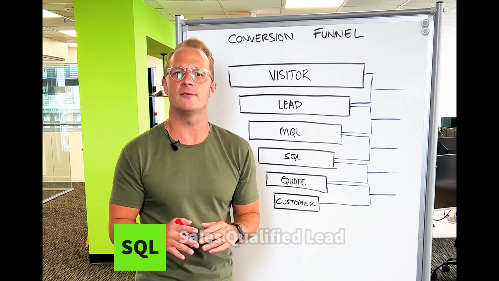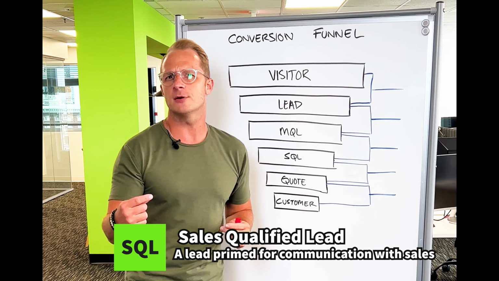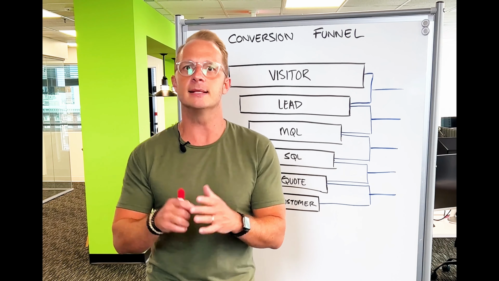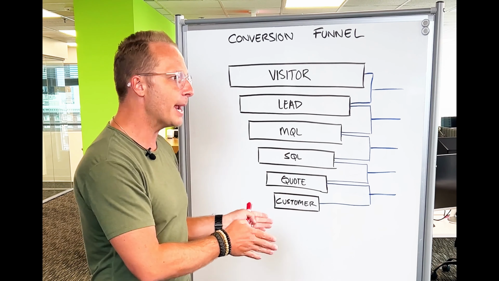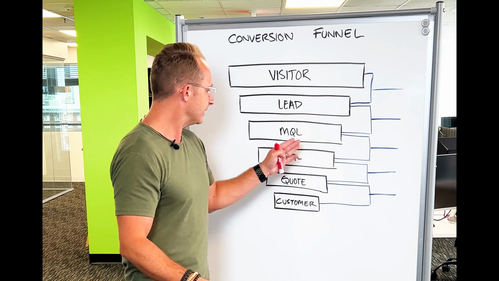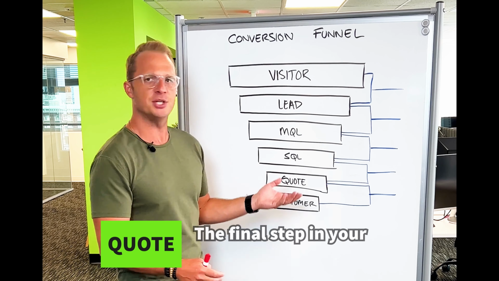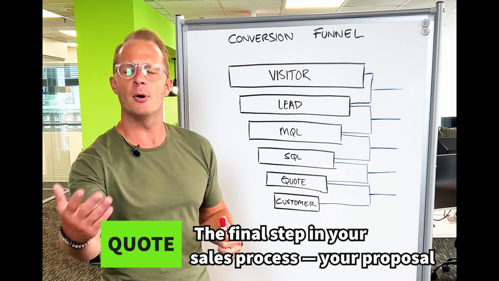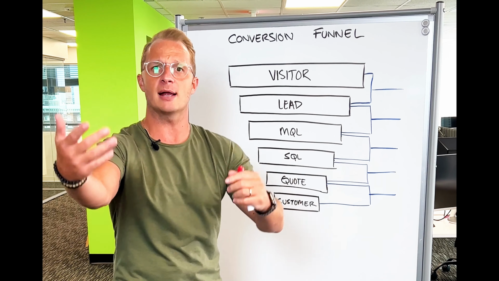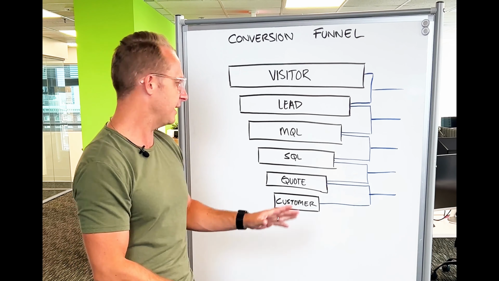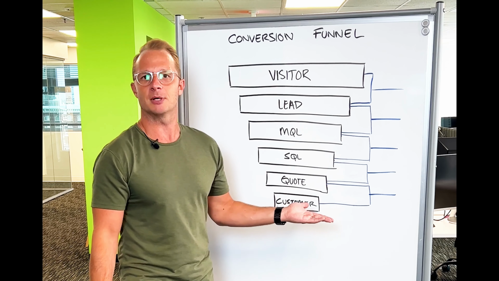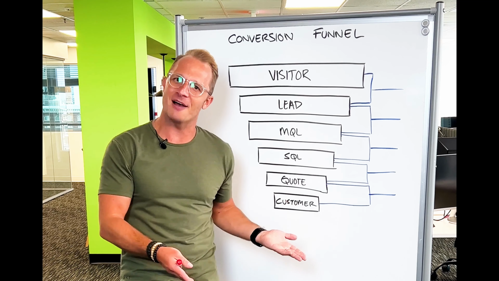Next is sales qualified. This is a behavior that triggers an event that we know that they're sales ready. This is a lead that is primed to be able to communicate with your sales team. And finally, in the sales process, there's a method of generating a quote, right? Or a proposal. What does your sales team do to actually work through that customer's experience to give them a quote or a proposal? And finally, a customer, right? The end result that we're all after.